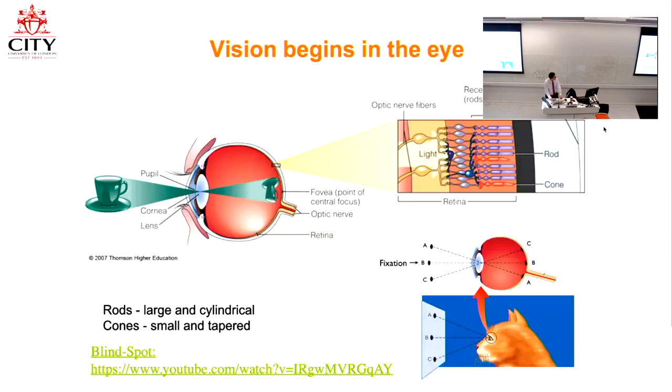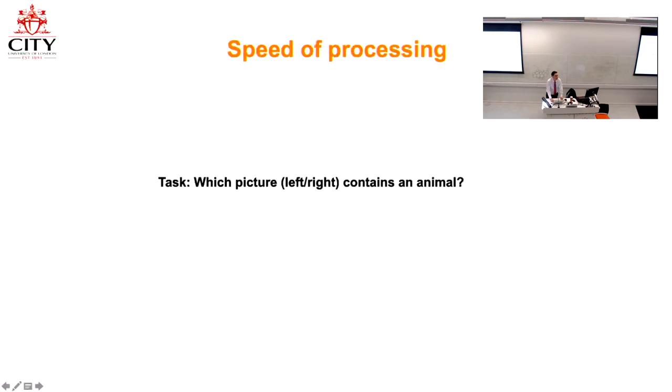And the next thing is, let's look at speed of processing. How much time does our brain need to do all this processing? I'm going to show you the next slide very quickly, and I want you to tell me which picture, left or right, contains an animal. Are you ready? See, you had just a fraction of a second to go through that, but you can quickly see that because you need that.